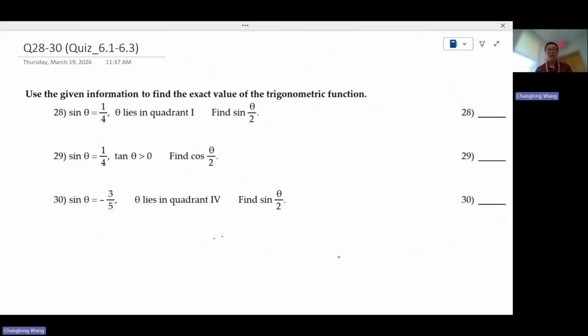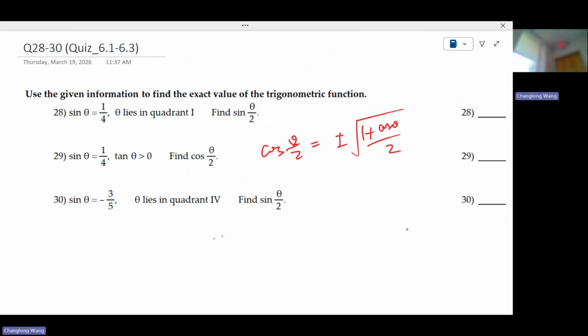But I hope that with the identity, once you write it down, you see that you need cosine theta. You guys remember that? Let me write down the identity for you. Cosine theta over 2 is plus or minus the square root of (1 plus cosine theta) over 2. Do you see that you need cosine theta to figure it out? How do you find cosine theta?